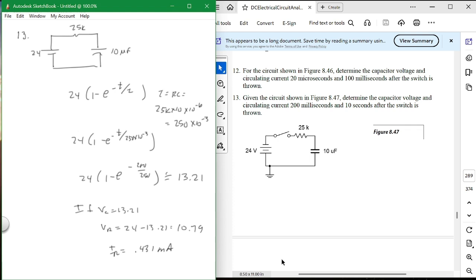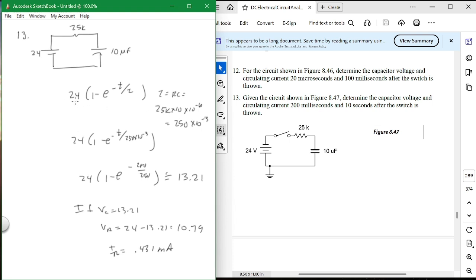All right, you can look up. What did you get? Did you get these values or not? What's your voltage? The voltage across the capacitor is 13.21, right? Is that right? See how I got it?